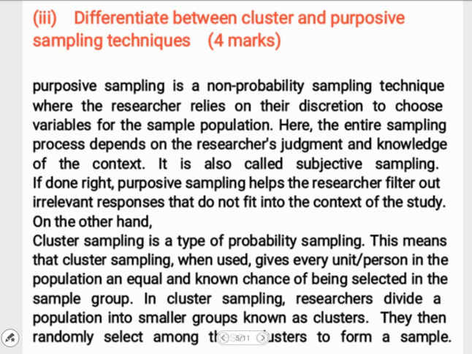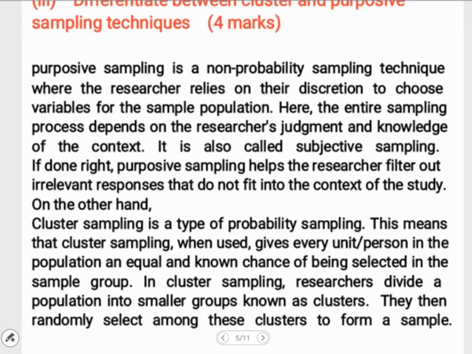So we can take a look at what we have here. Purposive sampling is a non-probability sampling technique where the researcher relies on their discretion to choose variables from the sample population. Here, the entire sampling process depends on the researcher's judgment and knowledge of the context. It is also called subjective sampling. If done right, purposive sampling helps the researcher filter out irrelevant responses that do not fit into the context of the study.